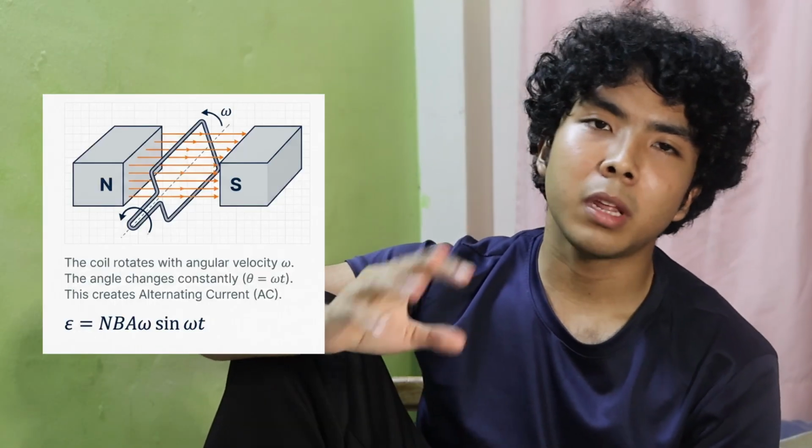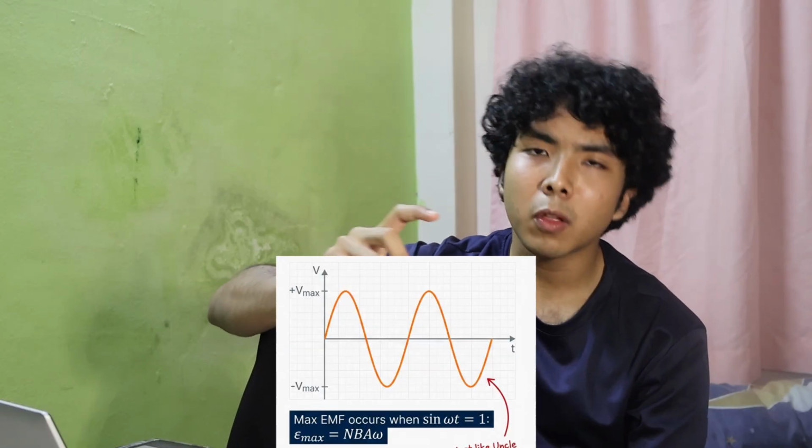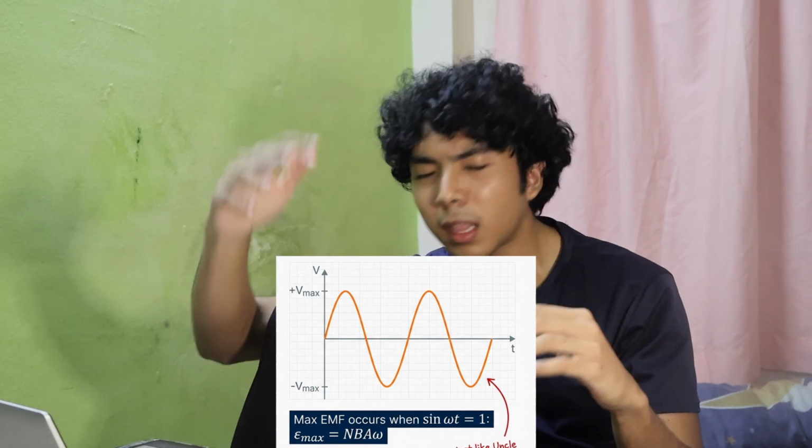Now, for rotating coil, this one fancy. Epsilon equals to NBA omega sine omega t. This is how generator work. Alternating voltage, up and down, like Uncle Ben blood pressure watching you do math.